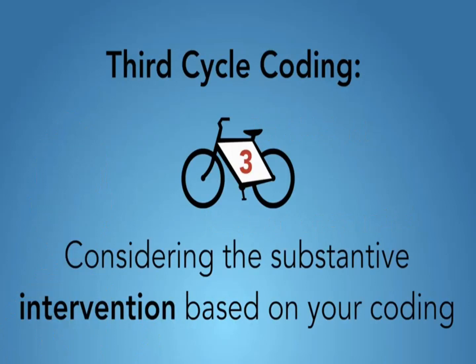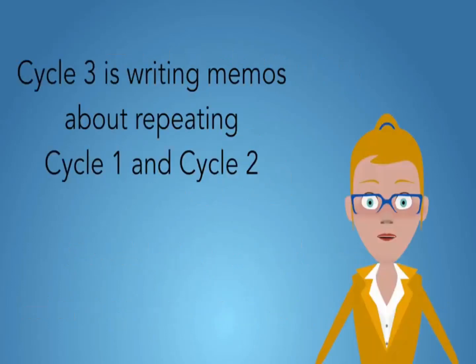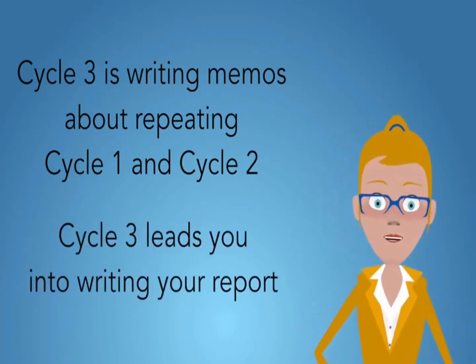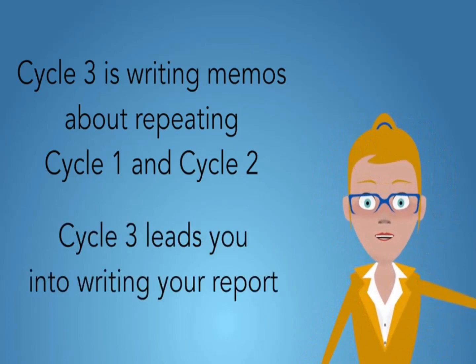Your third cycle coding is actually a lot like memo writing. It's considering the substantive, theoretical, political, methodological interventions that you're making on the basis of your coding process. So cycle 1 and cycle 2, you're going in and out of all the time. And cycle 3 it's good to go in and out of all the time by keeping a memo, but this is where you're going eventually when you're writing up.